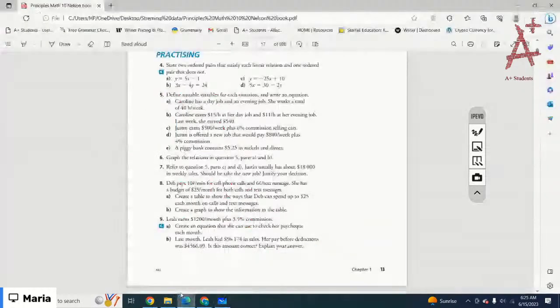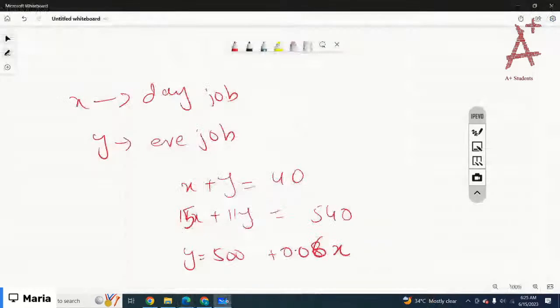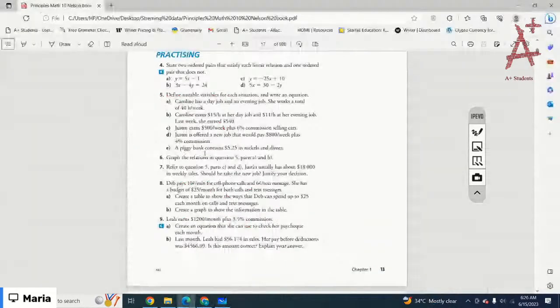The next one is Justin is offered a new job that would pay 800 per week plus 4% commission. So you have to write down the equation. It would be y equals 800 per week plus 4% commission. So it would be 0.04x. Got it? Okay, the next one is a piggy bank contains $5.25 in nickels and dimes.